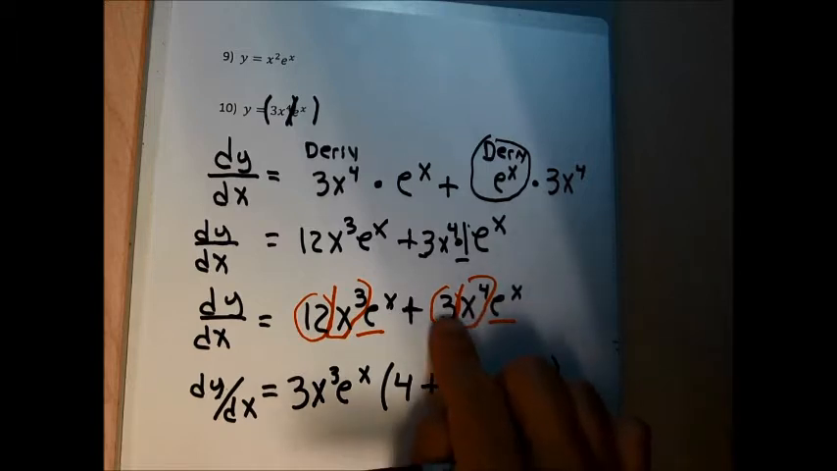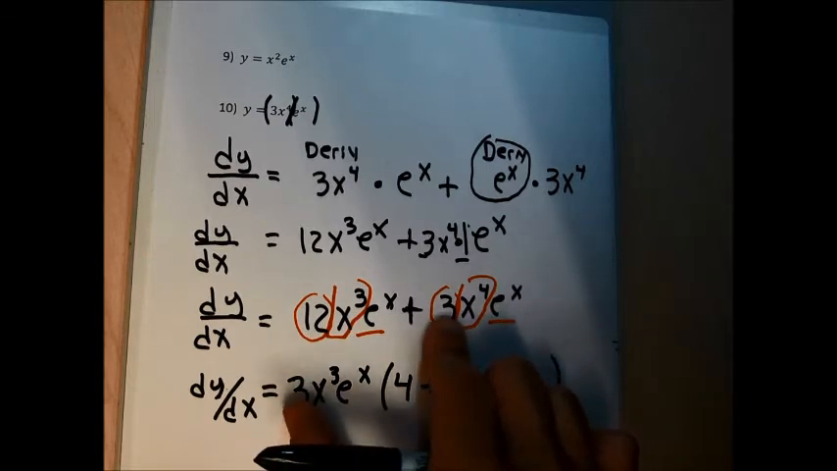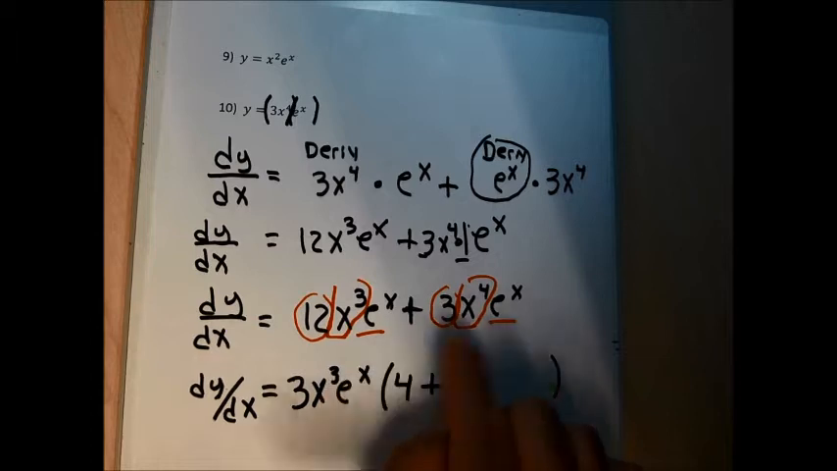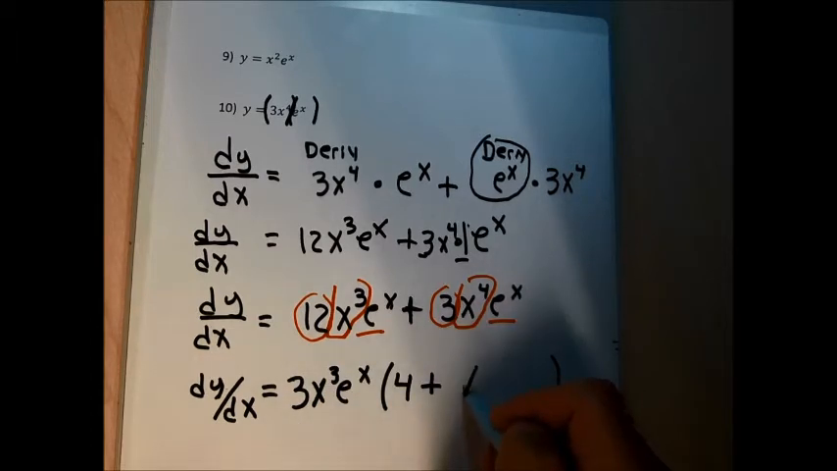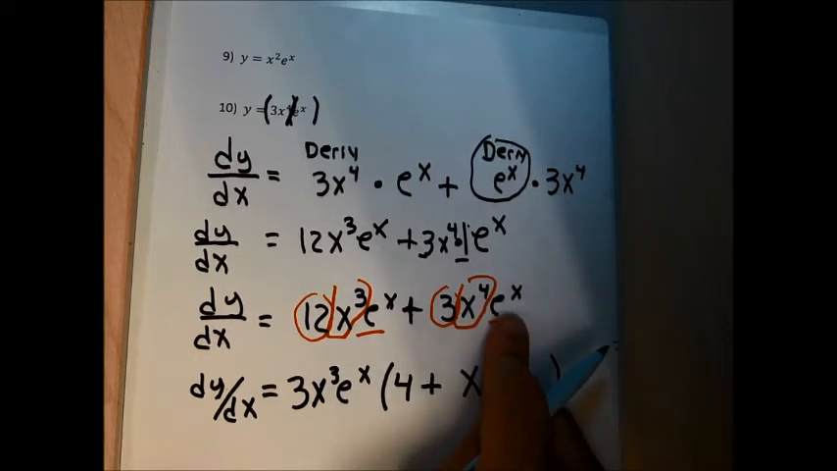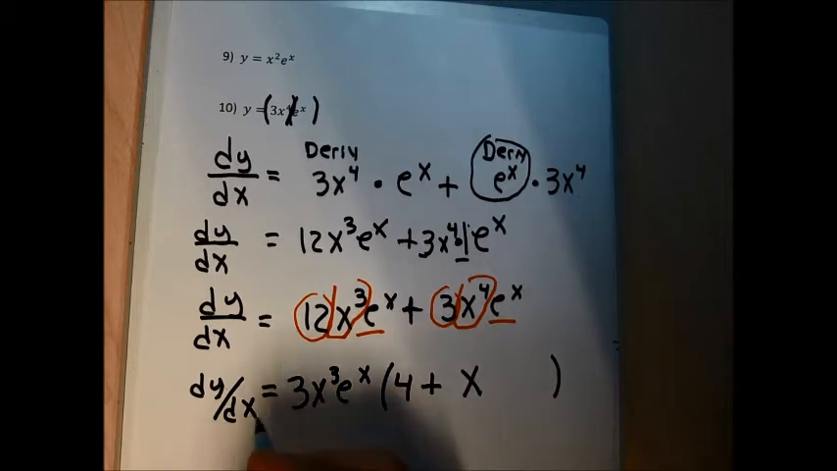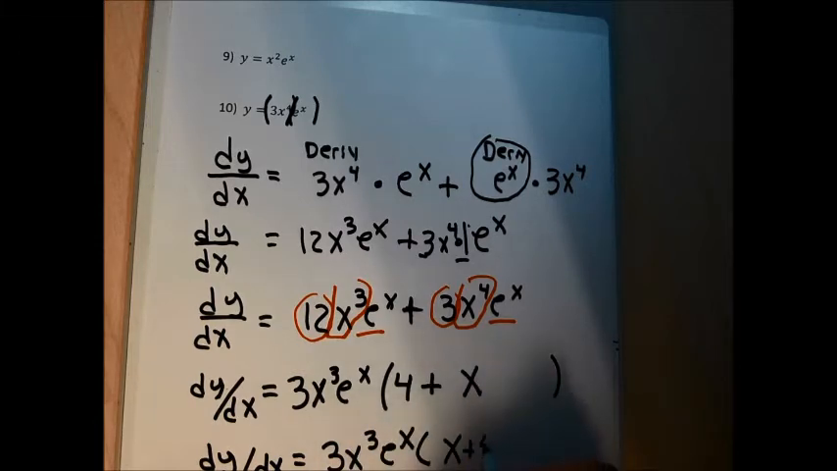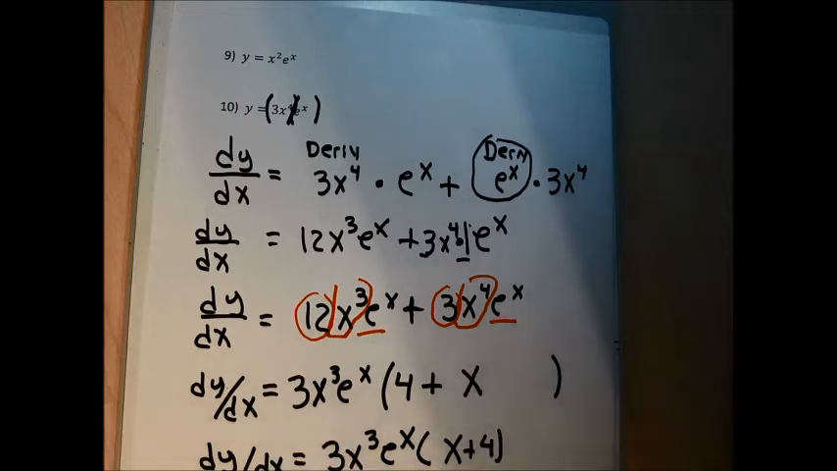After the plus sign, I divide the 3 by 3 because I factored out a 3, and I get a 1. I'm not going to write that 1. I had 4 x's. I took 3 away. I'm left with an x to the first power. And I took the entire e to the x out, so there's no e to the x left. So all I'm left with is a 4 plus x. I probably would write that in a better order, but that's a completely good answer. But this is probably a better answer. 3x cubed e to the x times x plus 4 is the derivative for number 10.